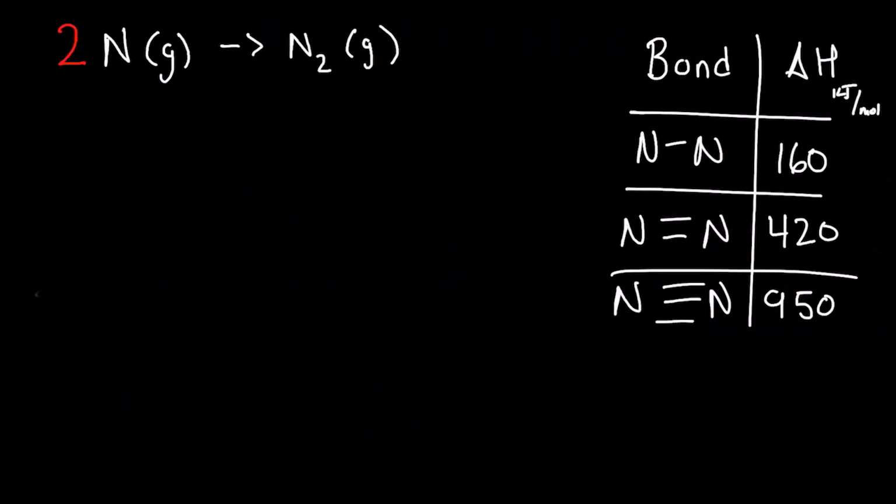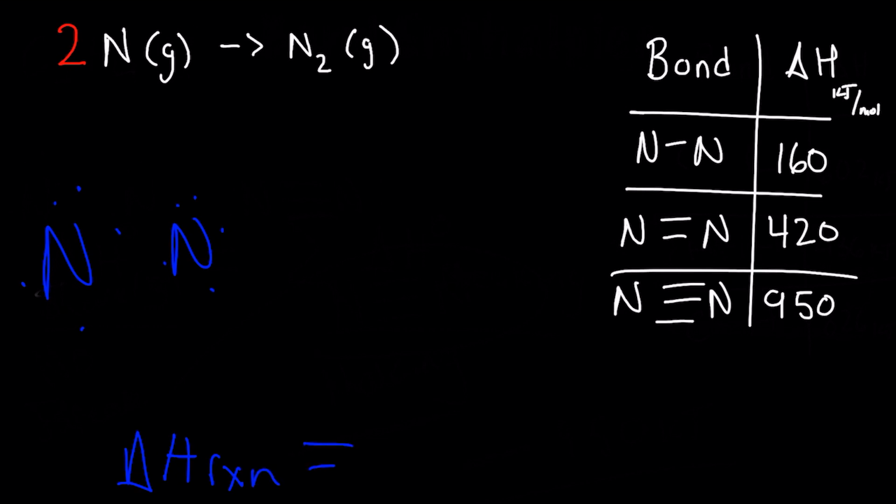So if I have two nitrogen atoms, which are going to look like this, that's what they look like as a Lewis structure. What is the delta H of reaction? Well, the way you're going to do this is determine all the bonds that we're going to break. On this side we have two separate atoms, so we're not actually going to be breaking any bonds. We're going to be solely making bonds here.